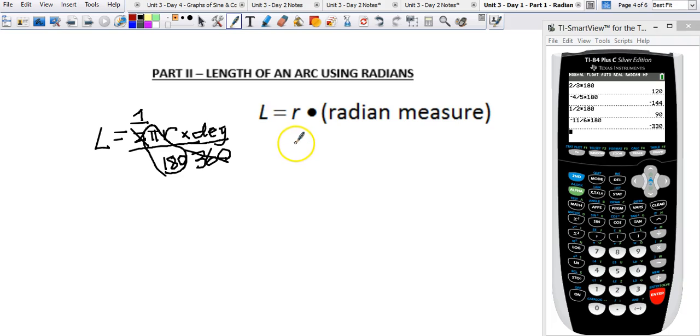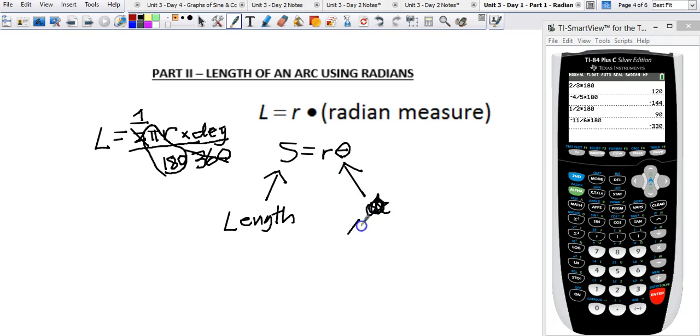And we actually have a fancy formula. We call it S equals R theta. And S is just the symbol they're using for arc length in this form. So again, it's no different. It's length. And the theta, that's a Greek symbol. The theta here represents the degree, the angle, but instead of in degrees, the angle is in radians.